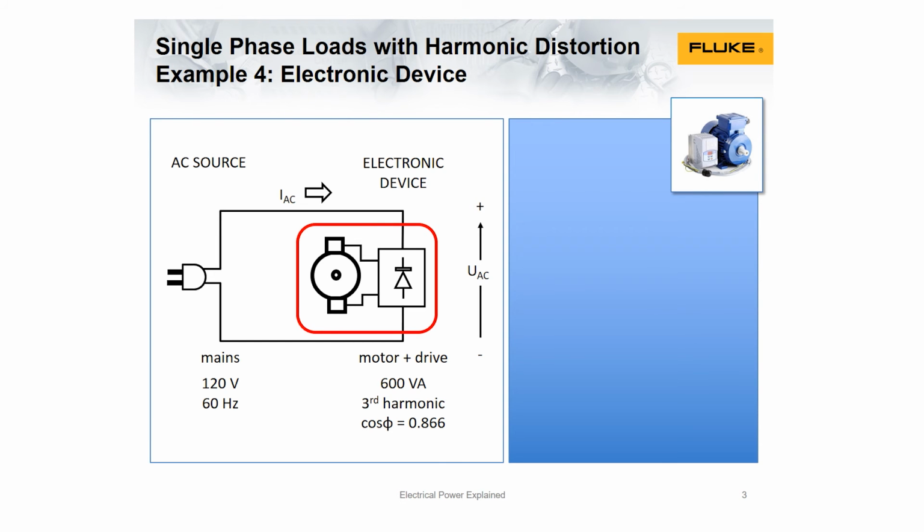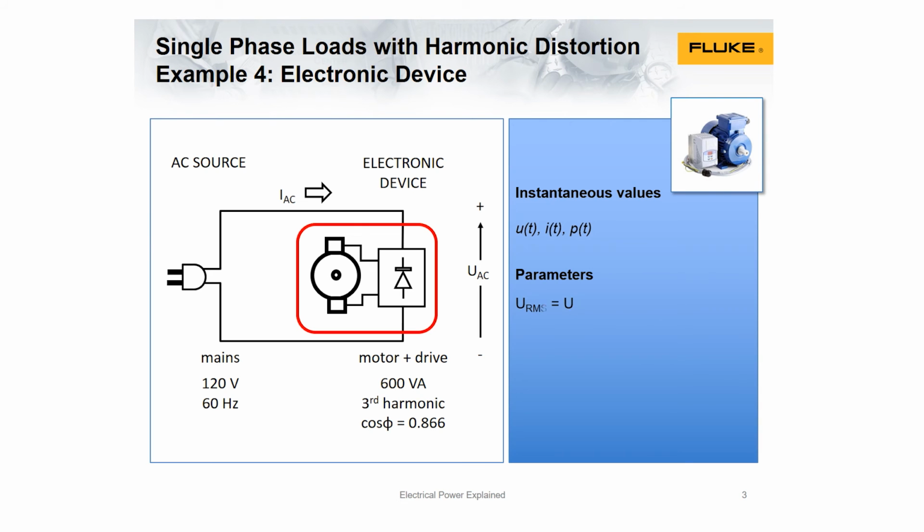The same motor is now attached to the network, but this time driven by a noisy electronic motor drive. We assume the same phase shift as before, but in addition, third harmonic current is generated by the electronics. Instantaneous values. The instantaneous values are, as before, UT, IT, and PT.